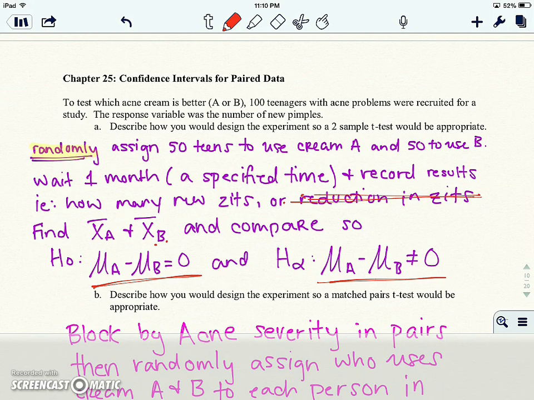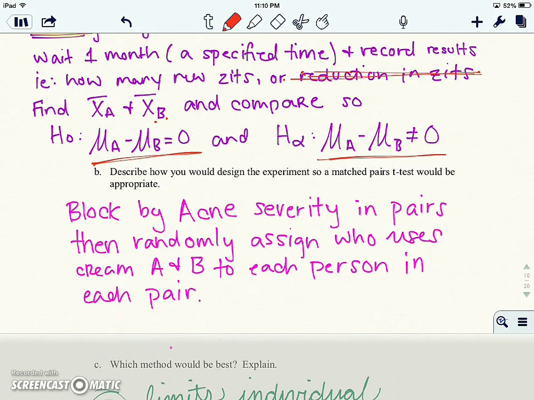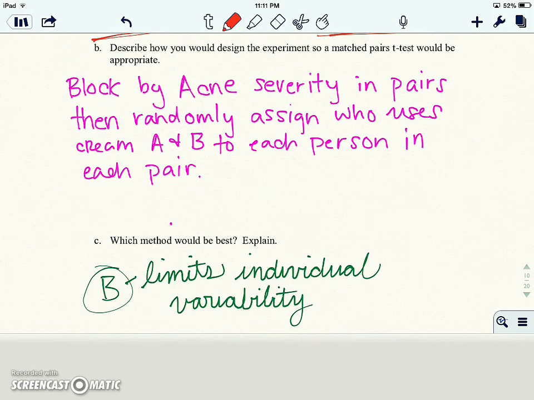Now, if we were to block, okay, or we were to do a matched pairs test, how would we do it? Well, we'd block by acne severity. So the kids with the most acne, the top 2 kids would be paired together, and then we'd randomly assign who uses cream A and cream B to each person in the pair and go down by severity. After, we would then wait 1 month and record the results, etc. Okay, and the question is which method would be best? Well, again, B, but because it limits individual variability.